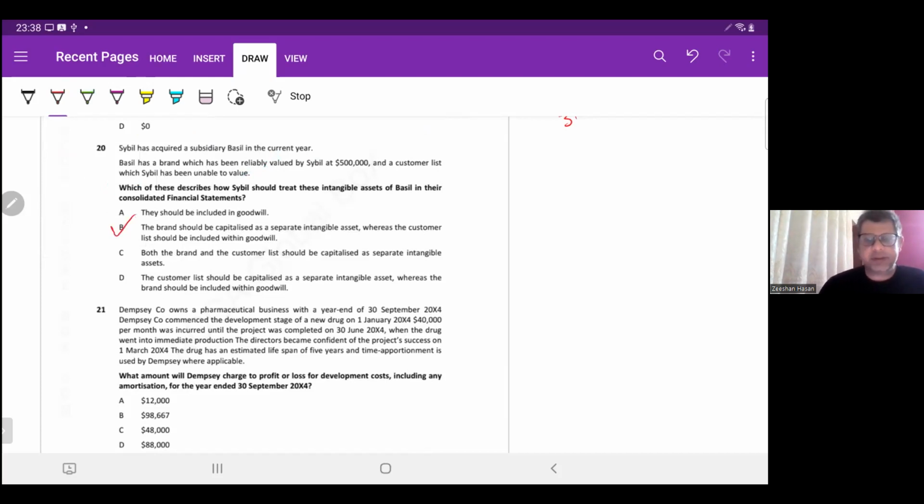So this should be accounted for as a separate intangible asset on consolidation. The customer list cannot be valued reliably and so will form part of the overall goodwill calculation. It will be subsumed within the goodwill value. We are done with the 20 questions so far.